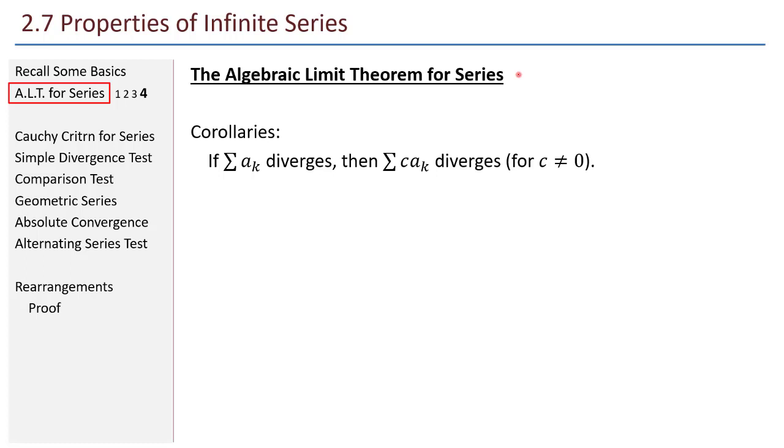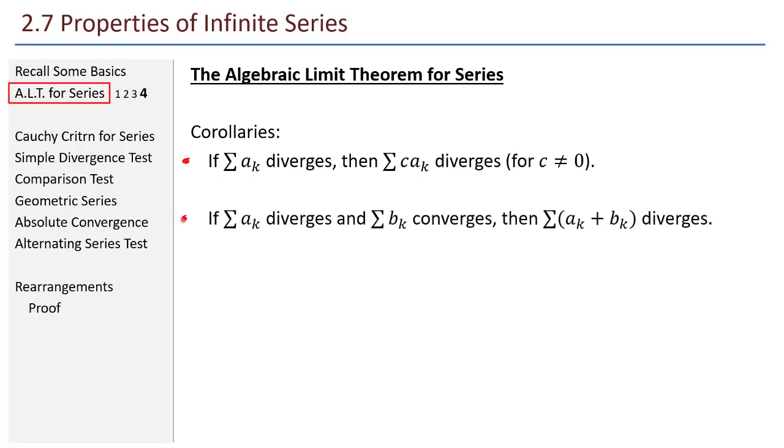There are two great corollaries that come out of the algebraic limit theorem for series. The first corollary is that if I have a series that diverges, then multiplying the terms of that series by a constant isn't going to change the fact that my series diverges, as long as c isn't 0. If c is 0, then definitely it converges. The answer is 0. But if I have a divergent series and I multiply it through by a constant, yep, the result still diverges. And my second corollary says that if I have a series A that diverges and a series B that converges, then making the series that adds the terms, that diverges. All right.